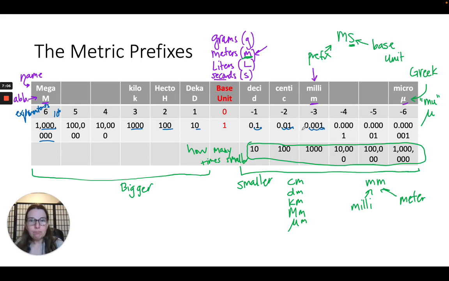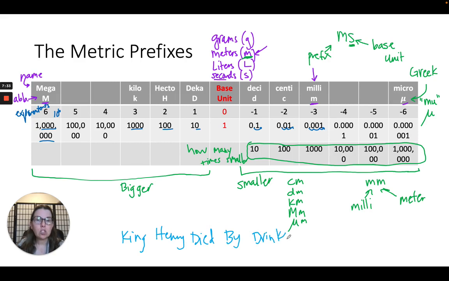Okay, so I think I have everything here. Let's try to do some conversions with this. Oh, last but not least, I forgot the most fun part. There's a fun little cute acronym that we can use to remember how this goes, and that is King Henry died by drinking chocolate milk.